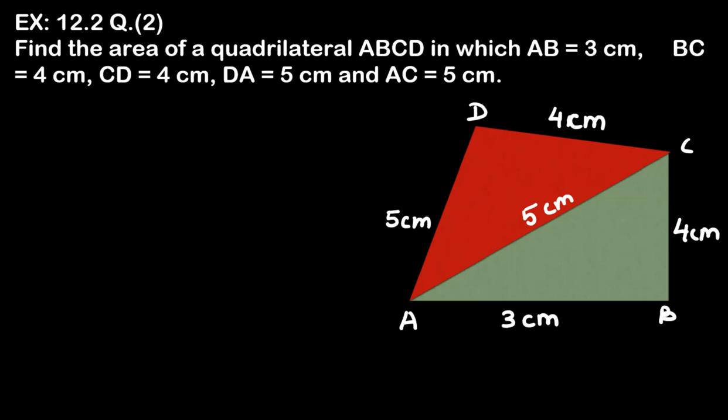Now, as you can see, it's a quadrilateral basically. So first we are going to solve the green part and then the red part, and then we are going to add both the parts and we'll get the total area. Okay, so that is what our approach is going to be. So let us solve.